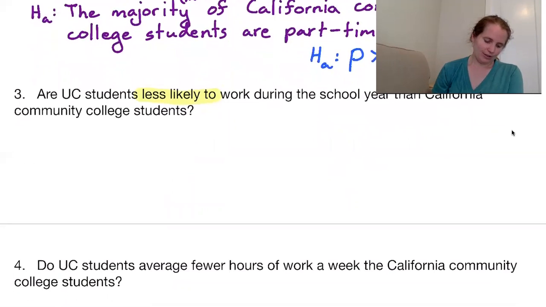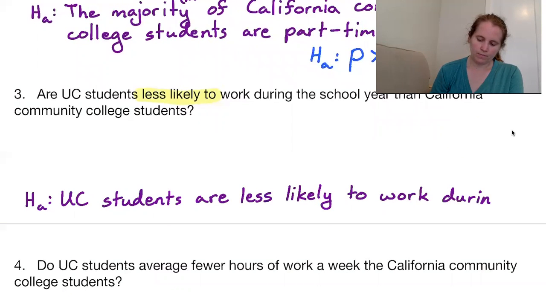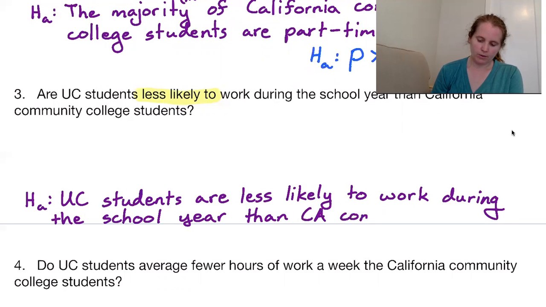So our alternative hypothesis would be that UC students are less likely to work during the school year than California community college students.